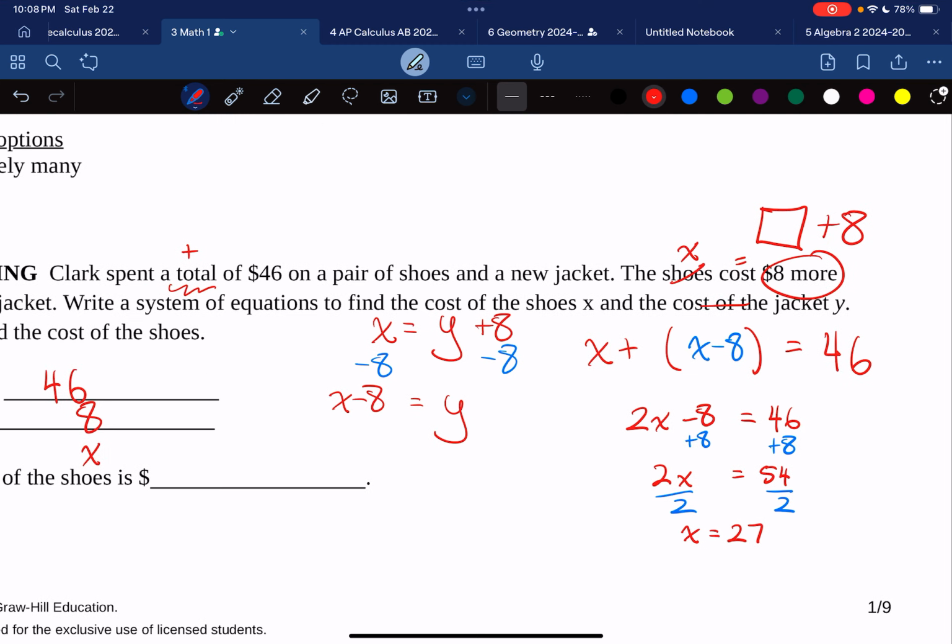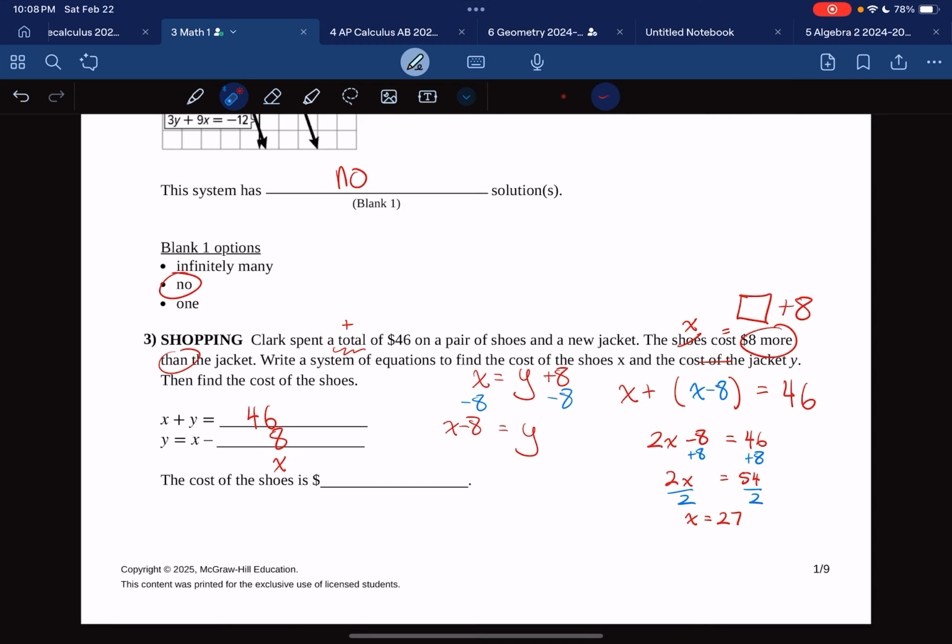Now, was I trying to solve for x or trying to solve for y? I know I'm only doing one of them. It says solve for x, solve for shoes. Shoes is 27. I come down here and say this is 27.